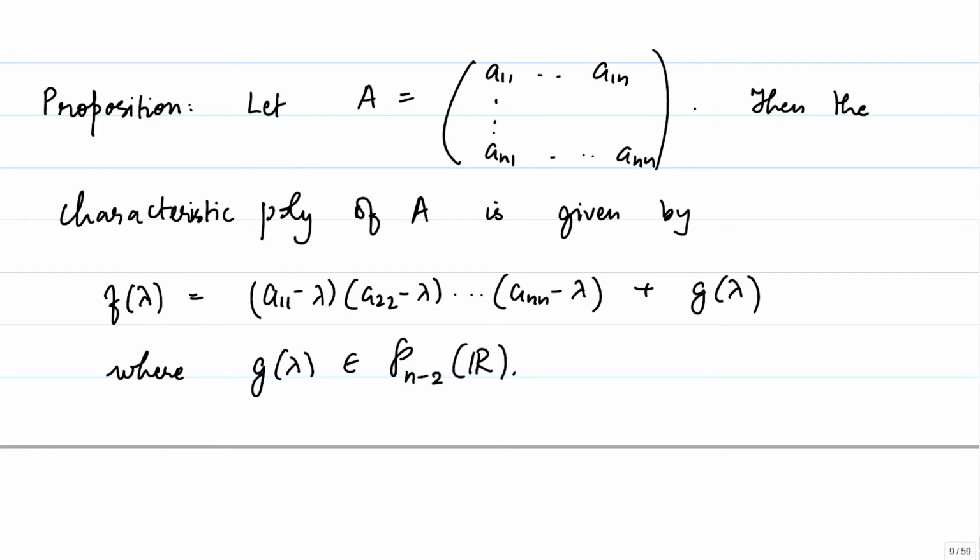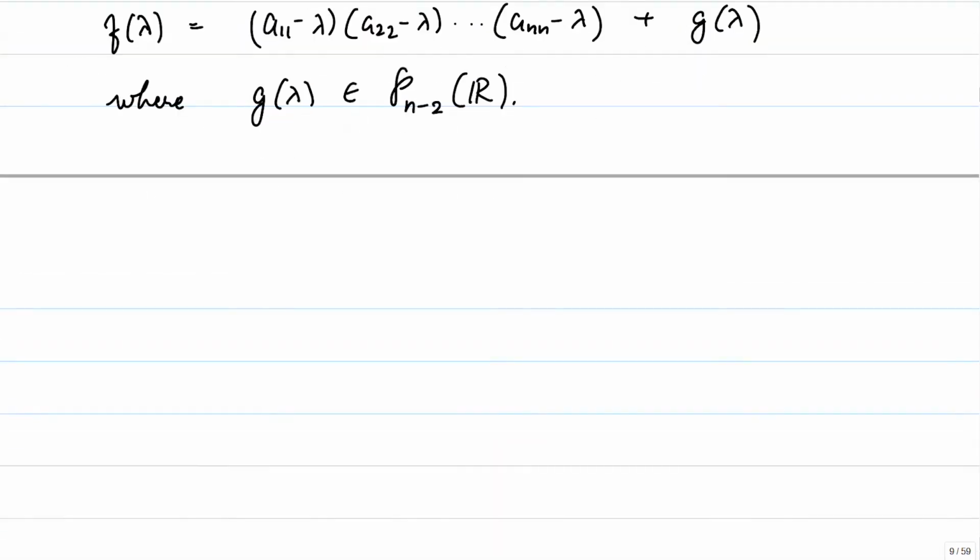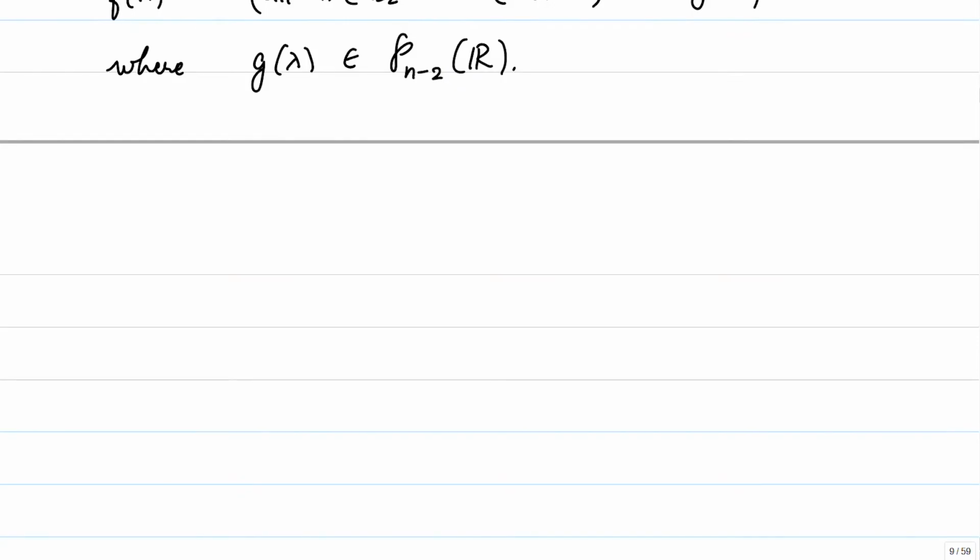So, the proposition actually is saying that f, the characteristic polynomial of A, necessarily has degree n, because g of lambda, if you notice, has degree less than or equal to n minus 2, and (a11 minus lambda) into (a22 minus lambda) up to (ann minus lambda) is necessarily a polynomial of degree n. So, this indeed answers the question I just asked. Is the characteristic polynomial of degree n, or is it less than n? It is equal to n. So, let us give a proof of this. The proof will again be by induction.